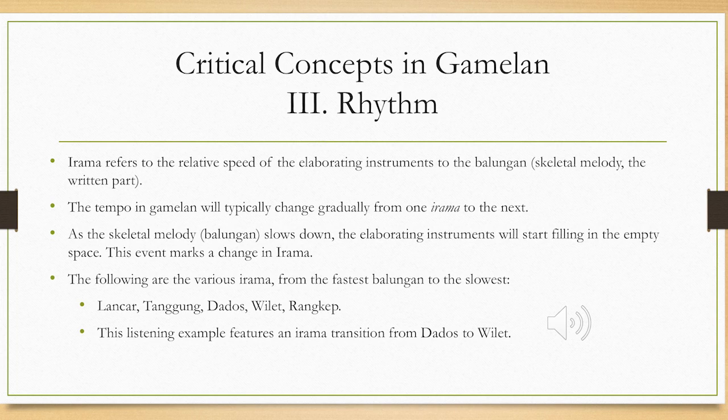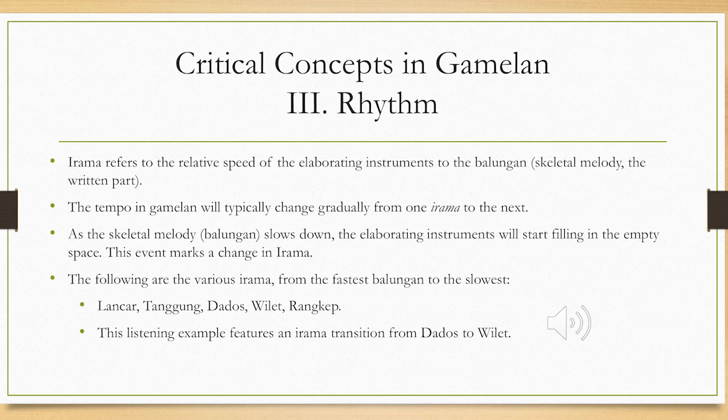But when the irama changes, it will slow down that skeletal melody. Even though they're playing the exact same written melody, it will stretch out. All of the notes will be farther apart when they're playing it slower. And in that empty space between the balungan notes, the elaborating instruments can then fill in. At this point, we have changed from one irama to the next. So, if we have a really fast balungan, the elaborating instruments aren't doing that much. Oftentimes, if it's too fast, they won't even play because you aren't going to hear them.